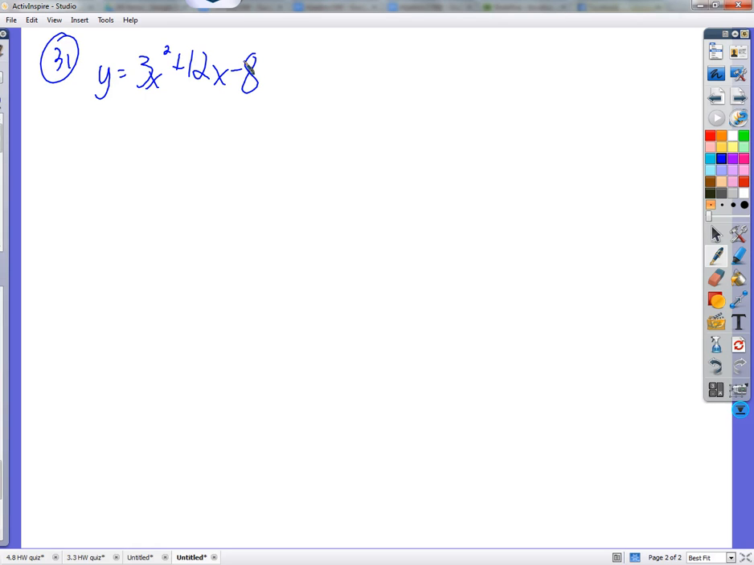So there are three forms to choose from. We've got standard, intercept, and vertex. Which form is this one in? Standard form, ax squared plus bx plus c. That's standard. Standard is not the greatest. Okay, we can use the quadratic formula on this. That's a nice thing about it. But also, it's not the greatest for graphing.